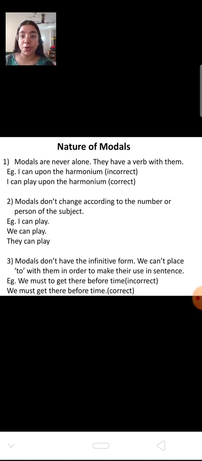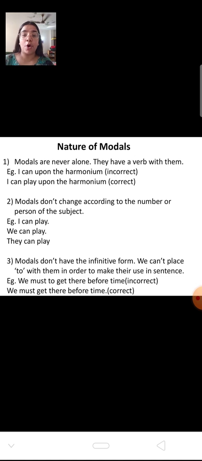But if used with a verb, then they show their actual meaning. They should always have a verb with them. This you all should remember, that they are known as auxiliary verbs. Why? Because they are helping verbs. That means modals should not be used alone. There should be a verb used with them. And always remember, the verb comes after modals.